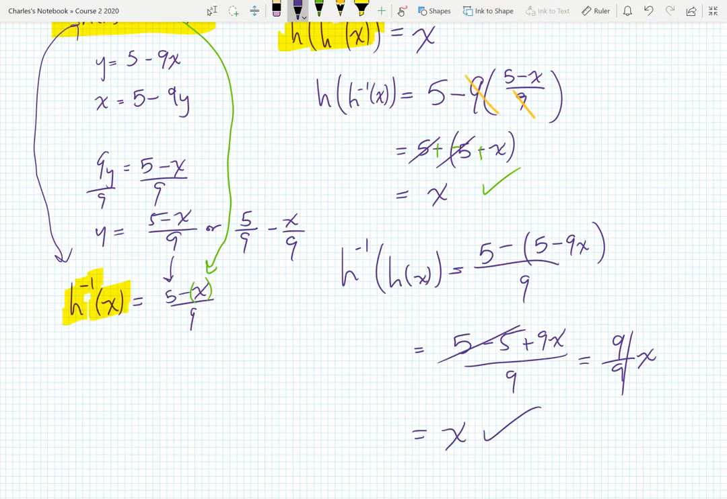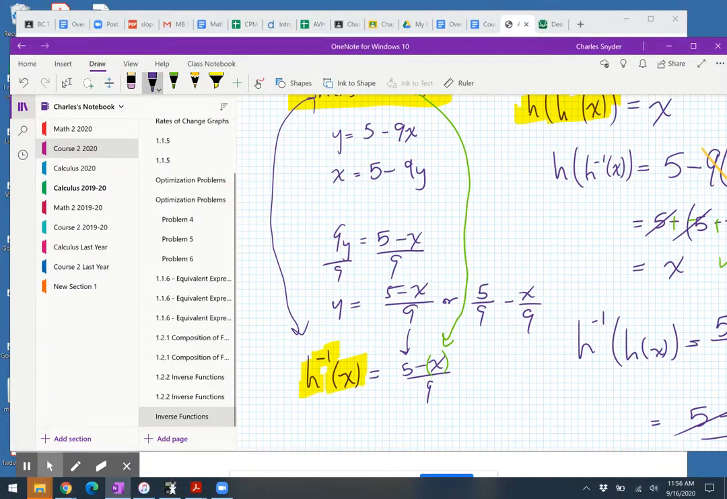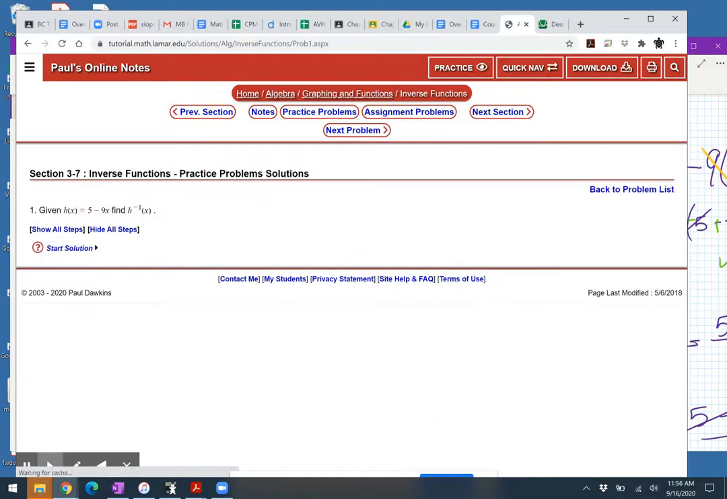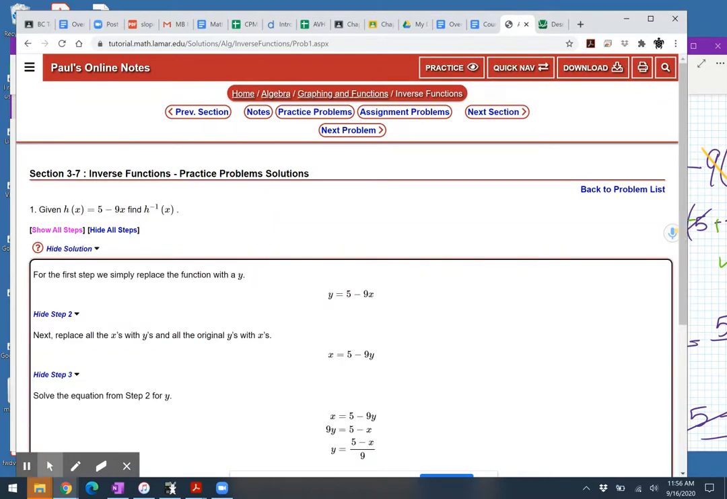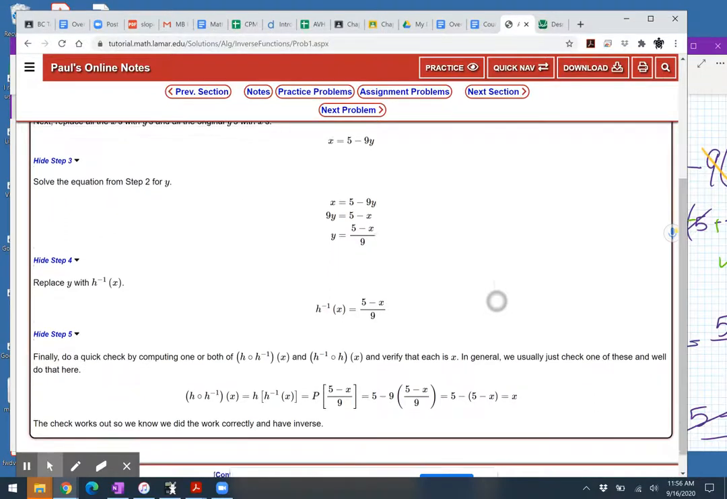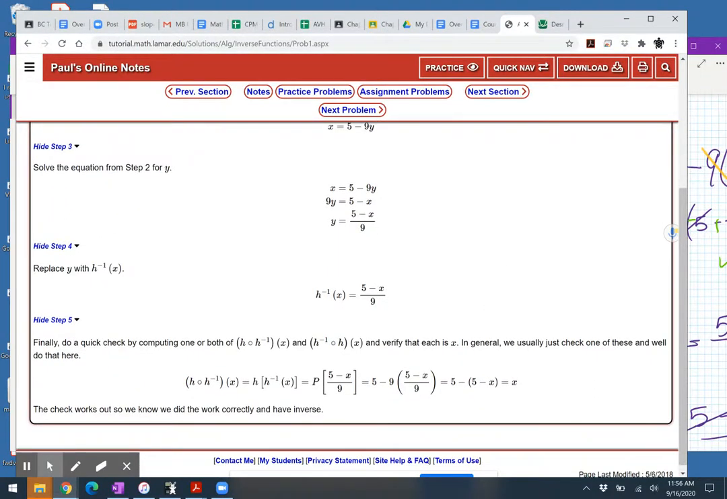And then I'm done. I go back because I want to check, and I see if my solution is the same as the one on this website right here. And I can show all my steps. And boom, boom, boom, boom, boom. Looks like I got it.